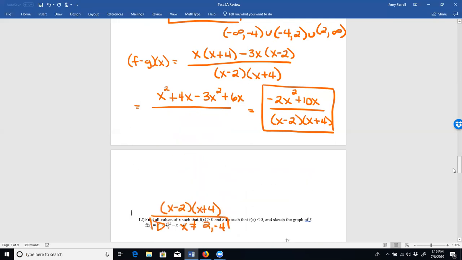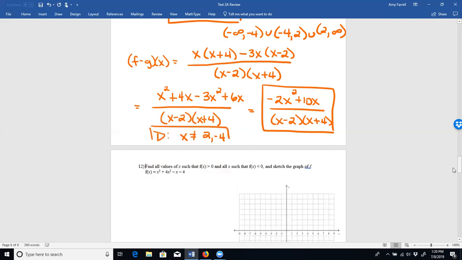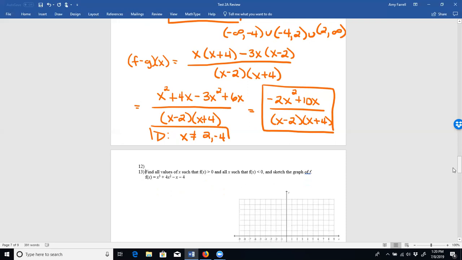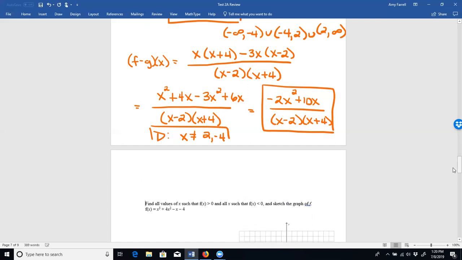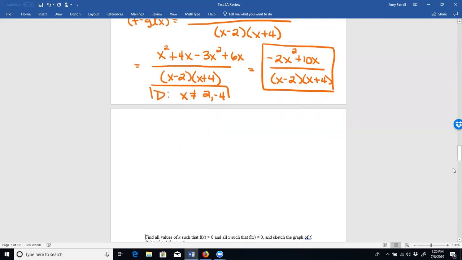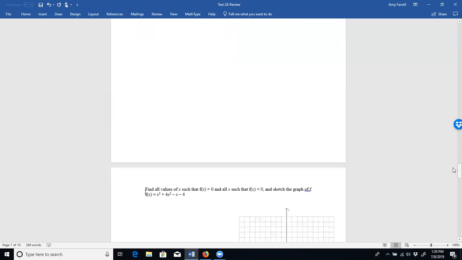Yep, just moving down everything. Sorry, guys. See if I can. Now I'm losing the 12. Oh well. And we'll move this all the way down. Thanks for your patience. Okay, this is 12.